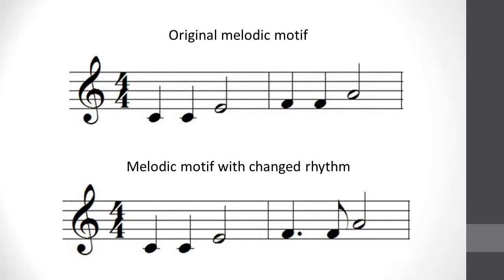As you can see, we have changed the duration of the first two notes in the second measure. The melodic motif remains the same in each measure, a repeated note followed by a rising major third, but the rhythmic motif has been altered from 2 quarters and a half to a dotted quarter, eighth and a half.